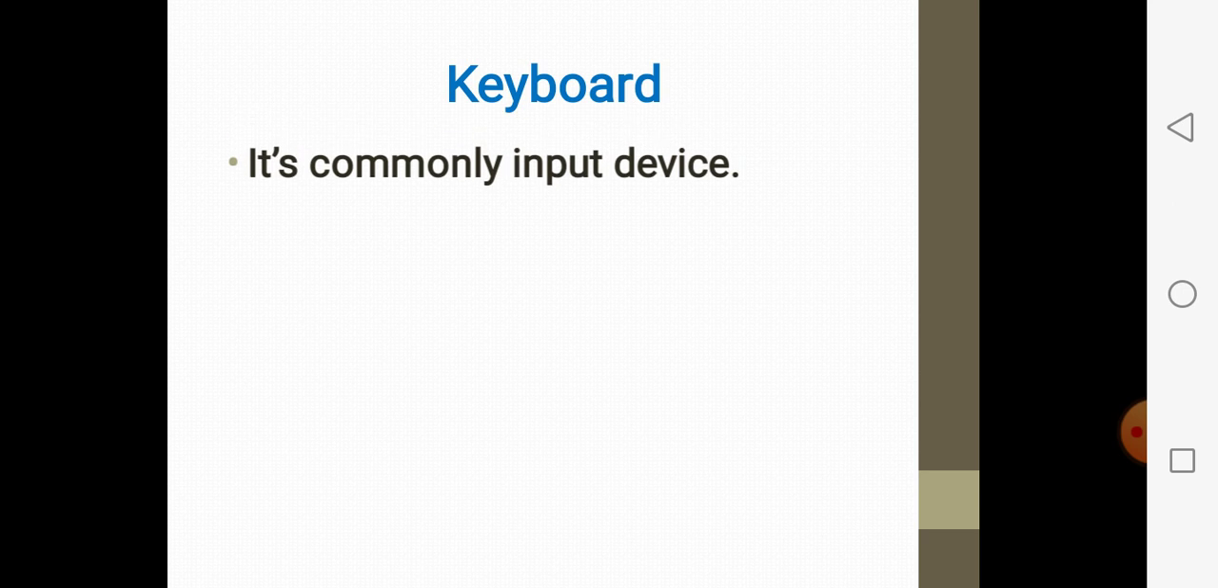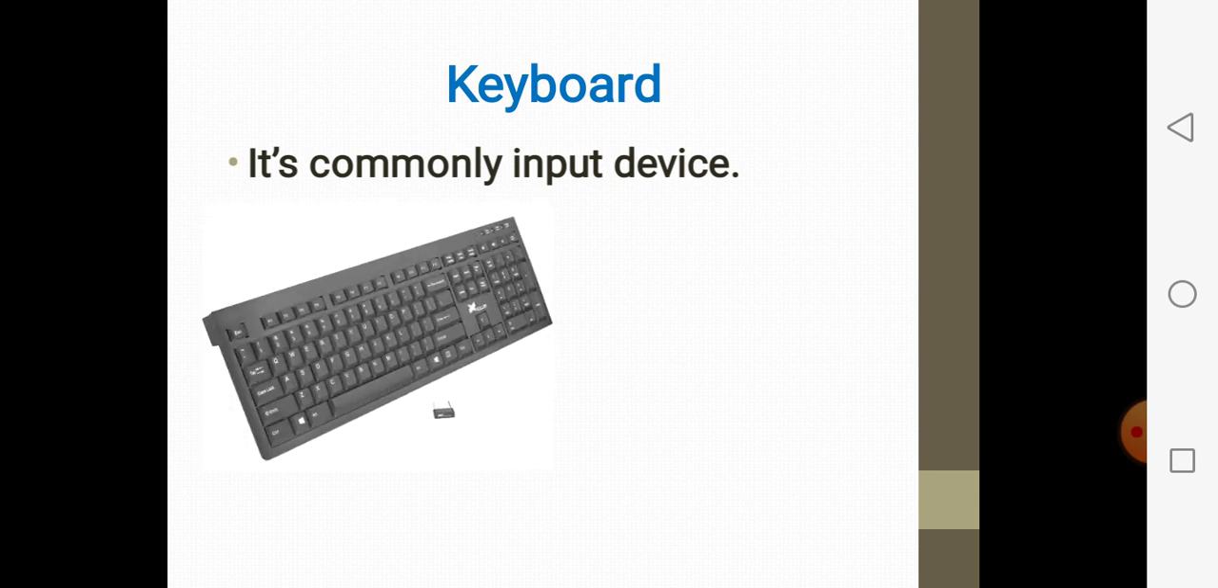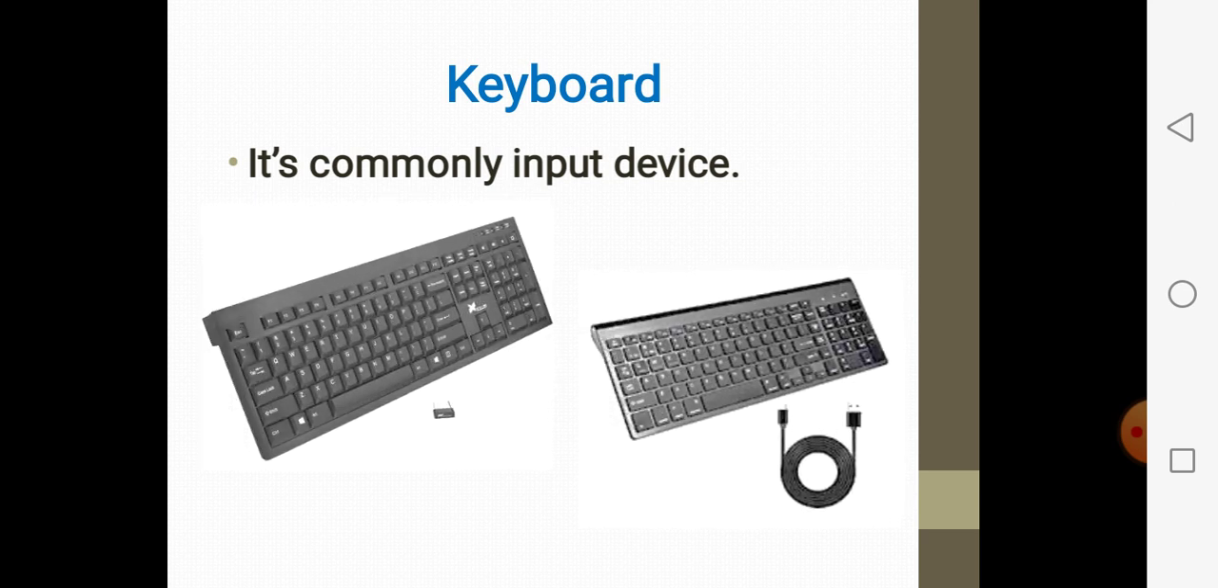Keyboard is a common input device. Mostly we use it for typing. Here I put two types of pictures of keyboard. In the first one you can see a chip is given, and in the second one a wire is given. So we can use a wired keyboard and a wireless keyboard, right? So there are two types of keyboard.